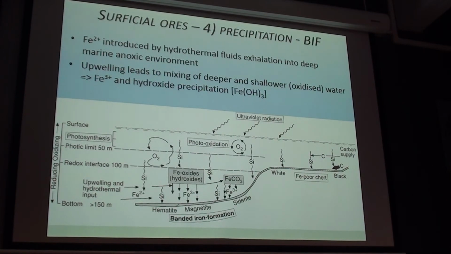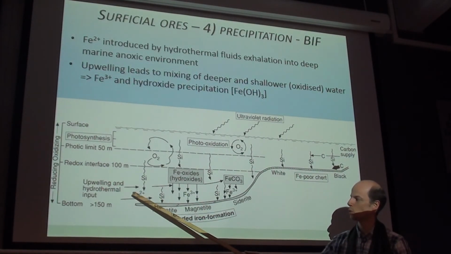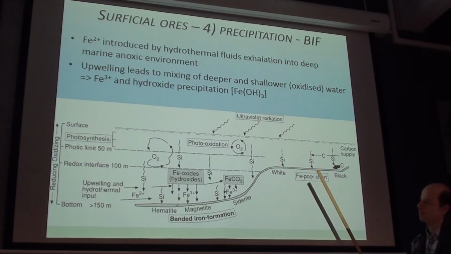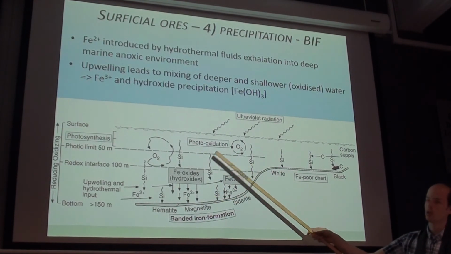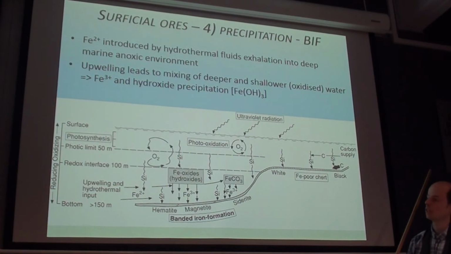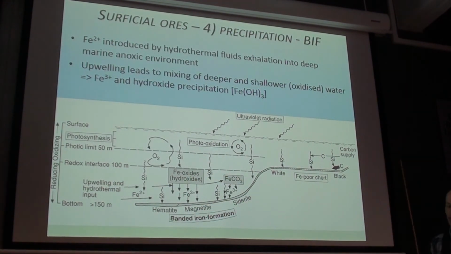In the case of banded iron formations, the precipitation here requires an input of iron, reduced iron, Fe2+, into deep sea anoxic waters, and then a process that basically causes the iron to oxidize, mixing with oxidized, near surface waters, and the precipitation of these iron hydroxides.